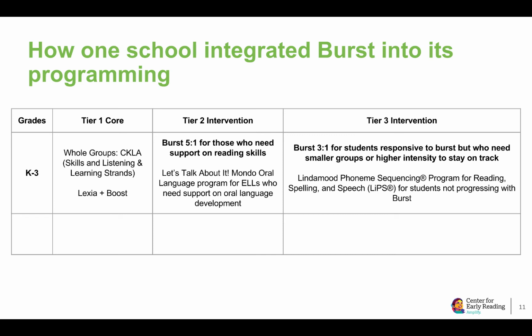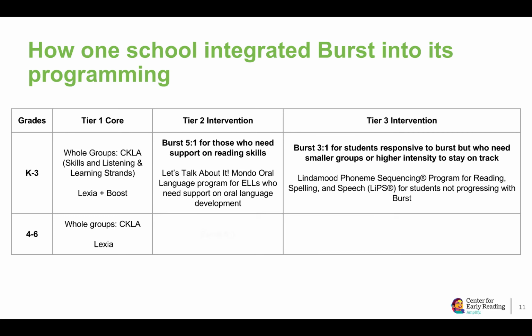Tier 3 intervention here can mean different things. For students who are responsive to Burst but need higher intensity to stay on track or to accelerate their learning, Tier 3 could mean smaller group size of 3 students or receiving 1 hour of Burst daily instead of the regular 30-minute Burst lesson. For students who are not responsive to Burst and not making any progress in Burst, an alternate program such as the LIPS program might be implemented. At this school, there's only one intervention teacher trained on the Lindamood program, as only a few students qualify for this program.